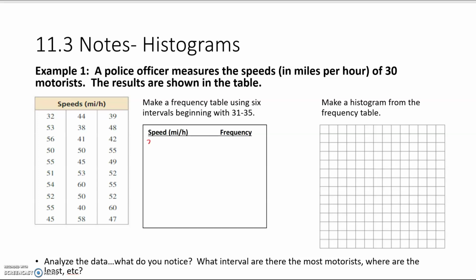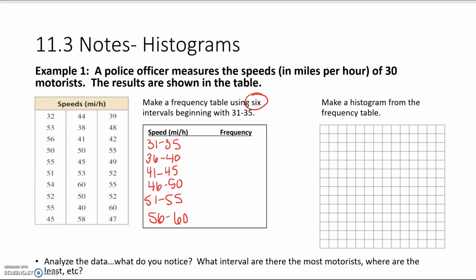So it says begin with 31 to 35. I want all my intervals to be the same. I know that 31 to 35 is 5 numbers, so my next set is going to be 36 to 40. That's another 5 numbers. And then my next interval is going to be 41 to 45, and it says I'm using 6 intervals, so I have 3 so far. My next one is going to be 46 to 50, and then 51 to 55, and the last one, 56 to 60. Each of these is something that I'm just tallying.